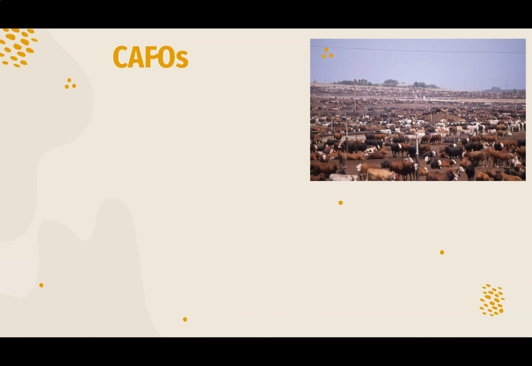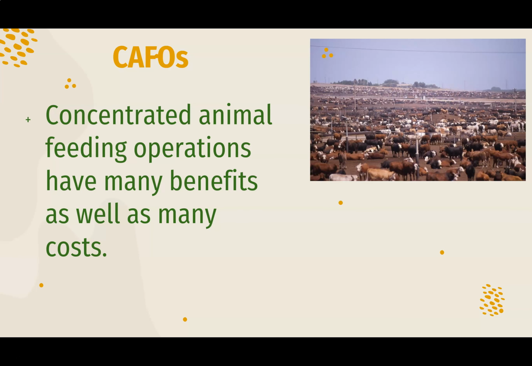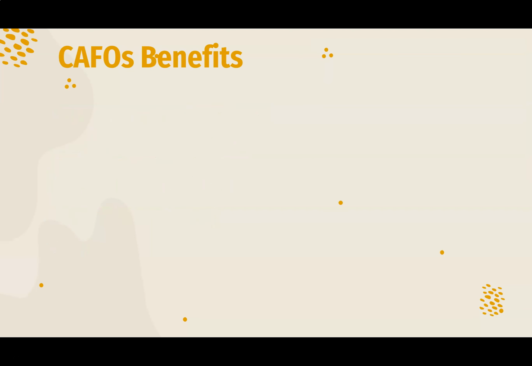CAFOs, if you look at this picture, this C stands for concentrated, and you can see a lot of cows. A for animal, F for feeding, O for operations. There are a lot of, in this particular case, cows in a very small area. And this probably isn't even nearly as bad as it could be. So this is bad, but it could be much worse. A lot of costs, a lot of benefits. But one of the benefits which we're going to see is all about the mighty dollar. How much can the consumer save? But we'll get into that. Let's talk about the benefits.